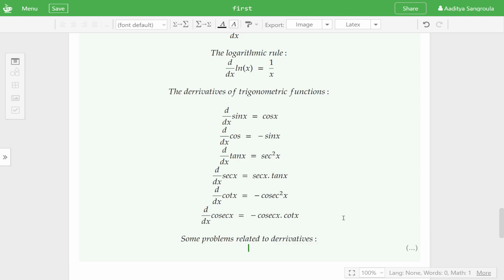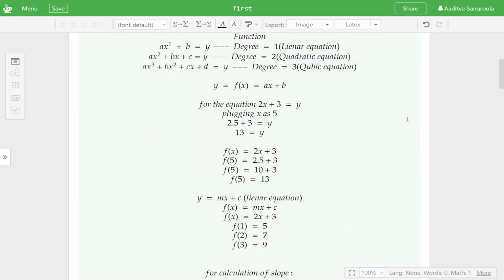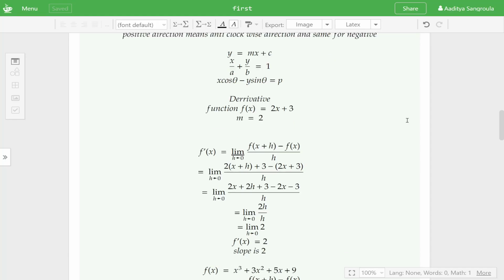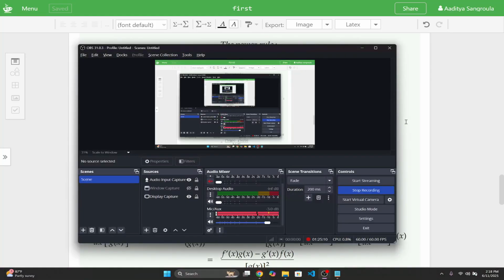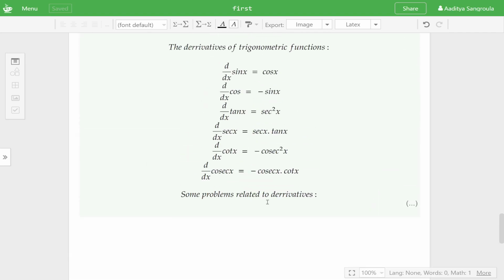Some problems related to derivatives. So we have written a lot of formulas down along with the graph visualization. So this is so cool and awesome. So yeah, we are looking now at some problems related to derivatives, and I have a book which has a bunch of derivative problems.